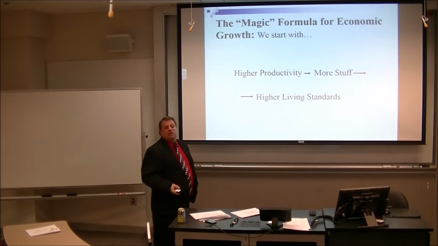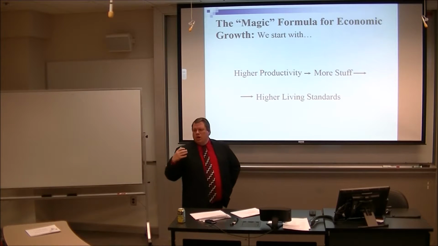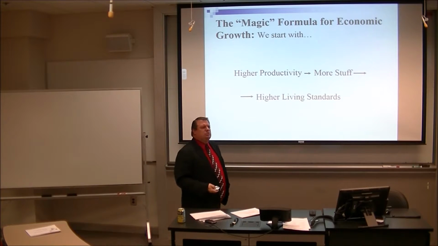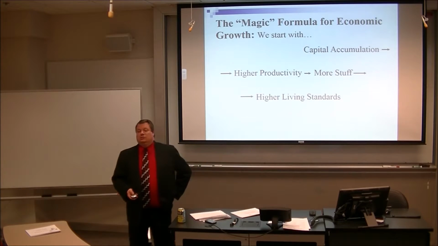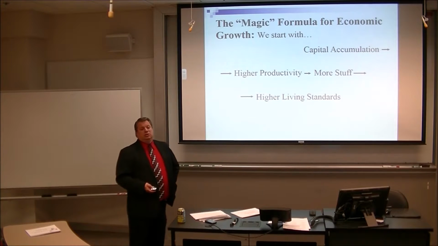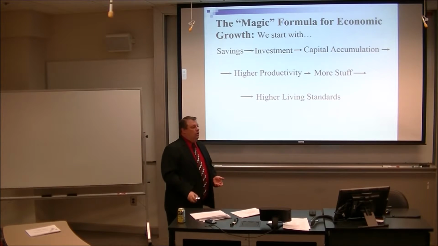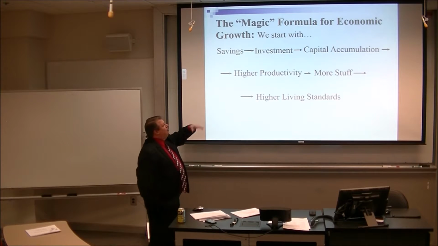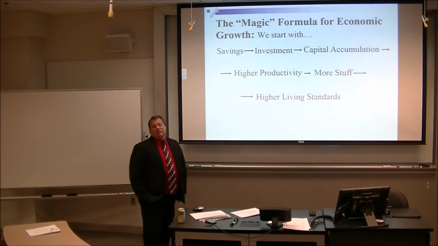Okay. Where does that come from? Well, higher productivity. We need to work harder, make more stuff, right? So that means I need to create more per unit time or per unit resource. Well, how do I do that? Well, I need better tools, better machines, better equipment. And that does have a technical phrase. It's called capital accumulation. Where does capital come from? Investment. And where does investment come from? Savings. So what do we have here? We have savings leads to investment, which leads to capital accumulation, higher productivity, more stuff, and then higher living standards.